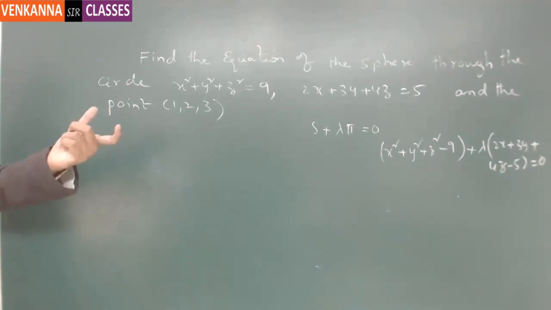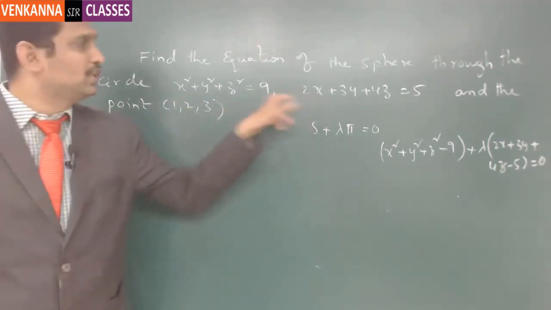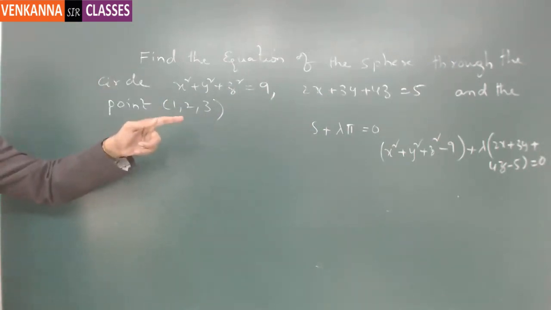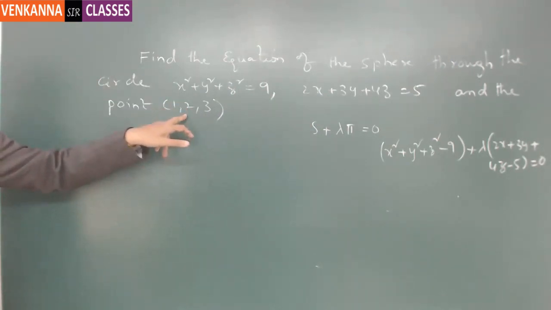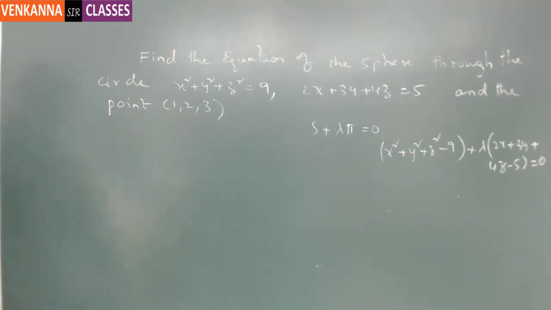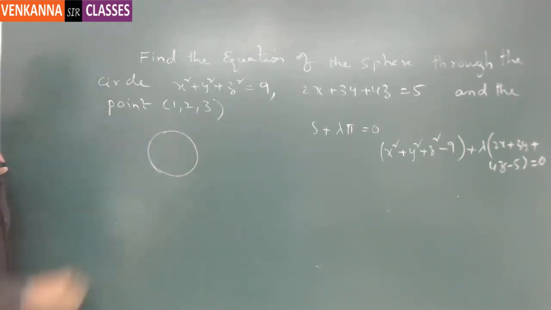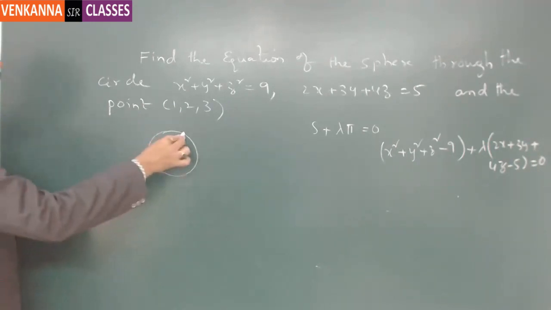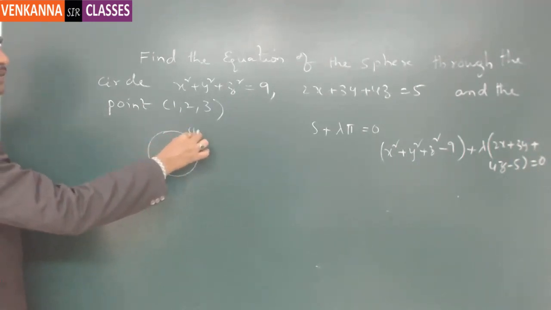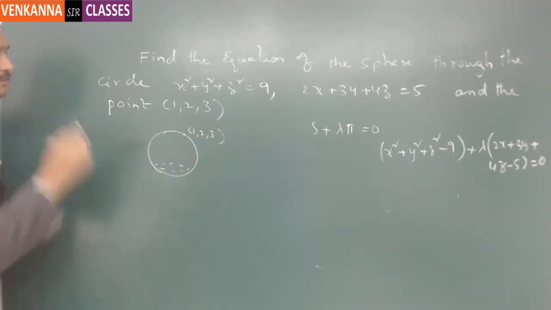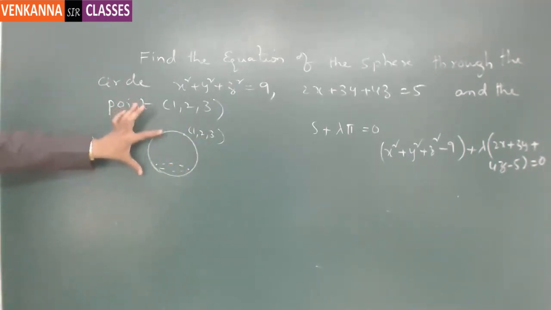The circle is nothing but the intersection of these two, and also the new sphere passes through this point. If you want a small visualization, you can imagine that this is our required sphere having two properties. One property, it contains the point 1, 2, 3. Other property, it contains the circle. This you can imagine for your understanding.